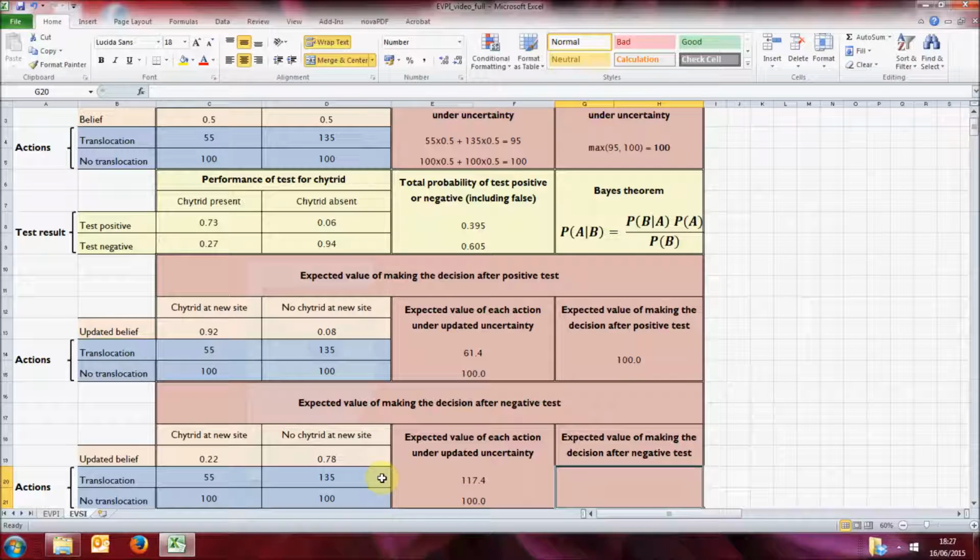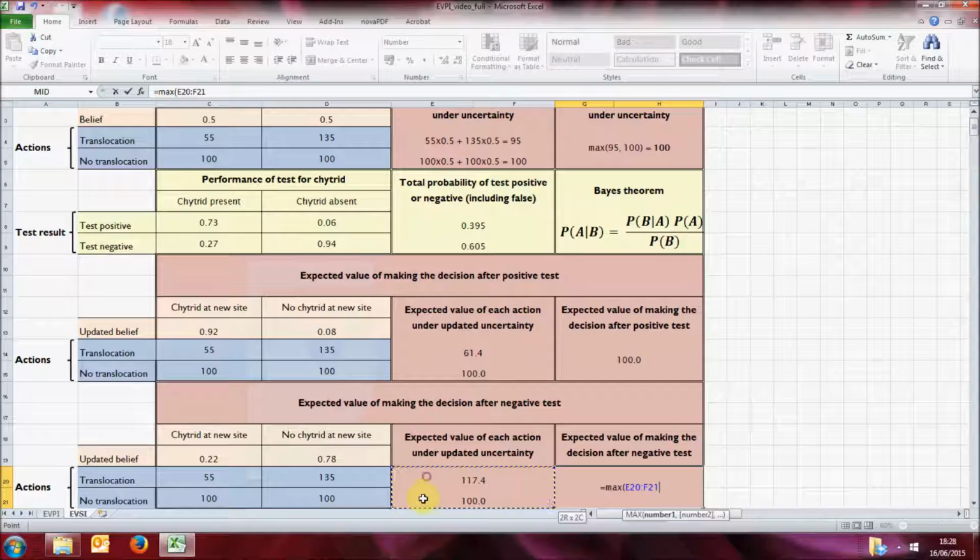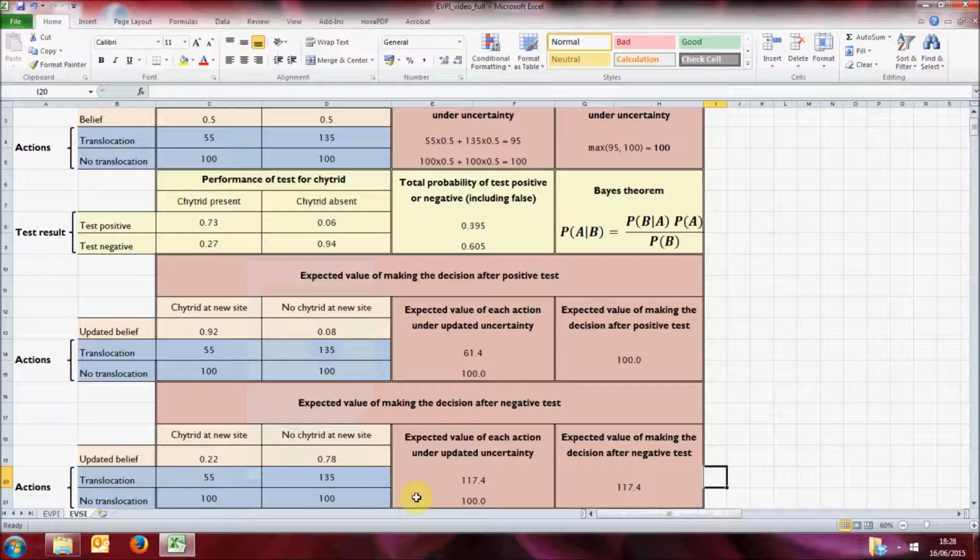Now, making the decision after a negative test, we would choose the action with the greatest expected value, and a negative test would convince us that the translocation is indeed the best action and make us expect an outcome of 117.4 individuals.